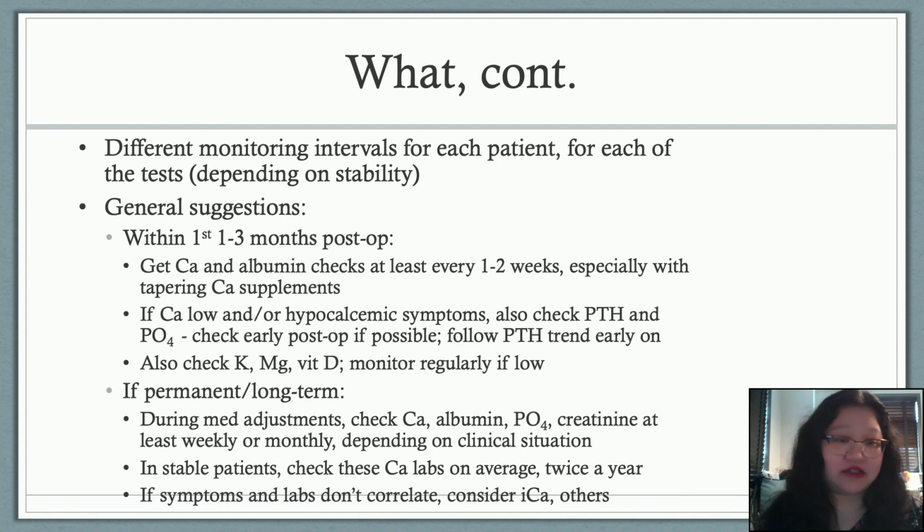That would, again, be the calcium, albumin, phosphorus, creatinine. And if you're stable, these can be spaced out. If you're extremely stable, maybe twice a year is okay. But that's if you're extremely stable and you haven't had dose adjustments for a very long time. And if you're having symptoms and your labs are not correlating, then you should check things again and maybe check the ionized calcium because, especially for me personally, I've found that correlates better with my symptoms.